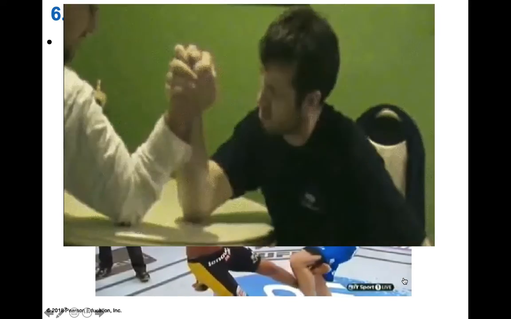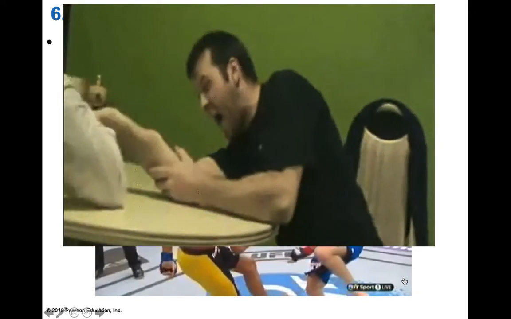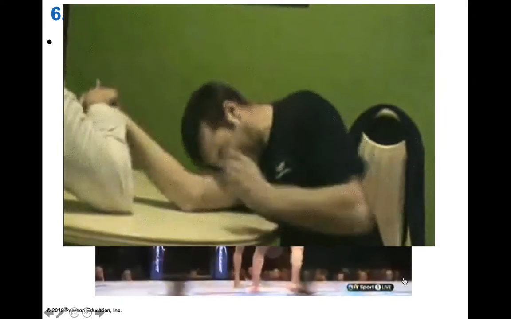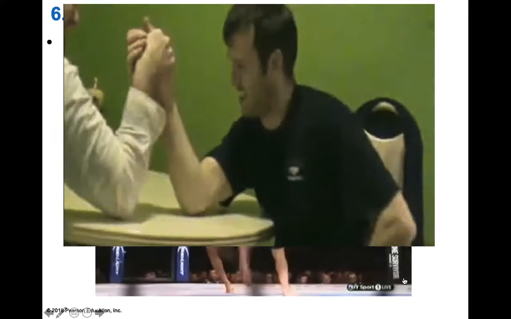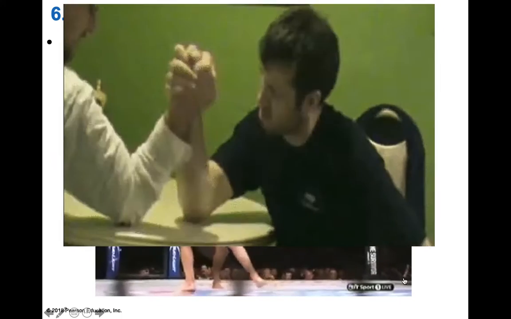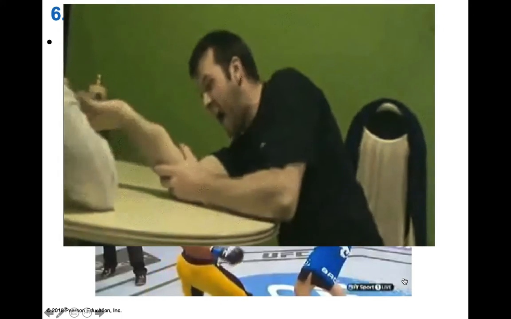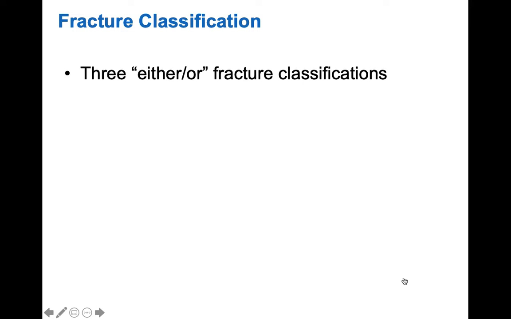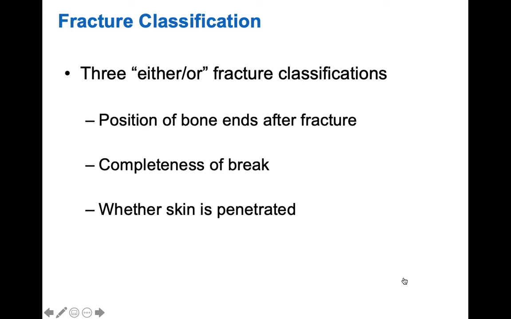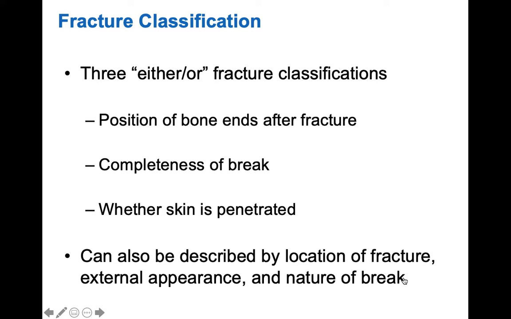Or you're playing around. Again, even though skeletal tissue is very, very strong, you put the right pressure at the right angle and it will break. So your fractures are classified depending on a few things, right? Fracture classification: position of bone ends after fracture, completeness of break, whether skin is penetrated. So these are just basic classifications. Okay? They can also be described by location of fracture, external appearance, and nature of break.